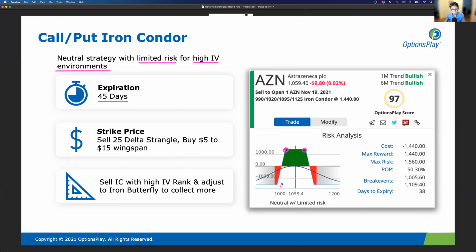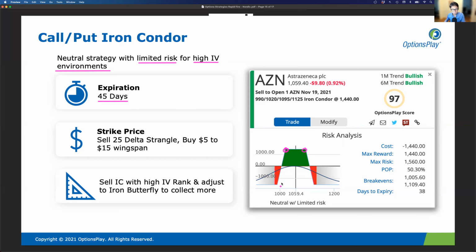And the other thing is that as the stock starts to test one side, let's say you sell the AstraZeneca iron condor and the stock starts to rise, so you start losing money on this particular trade, what you can do is adjust the 2 strike prices higher. So you can adjust the untested side. And by adjusting the untested side, you can collect more premium without putting on any more risk. So you're basically just collecting more premium by adjusting the untested side.